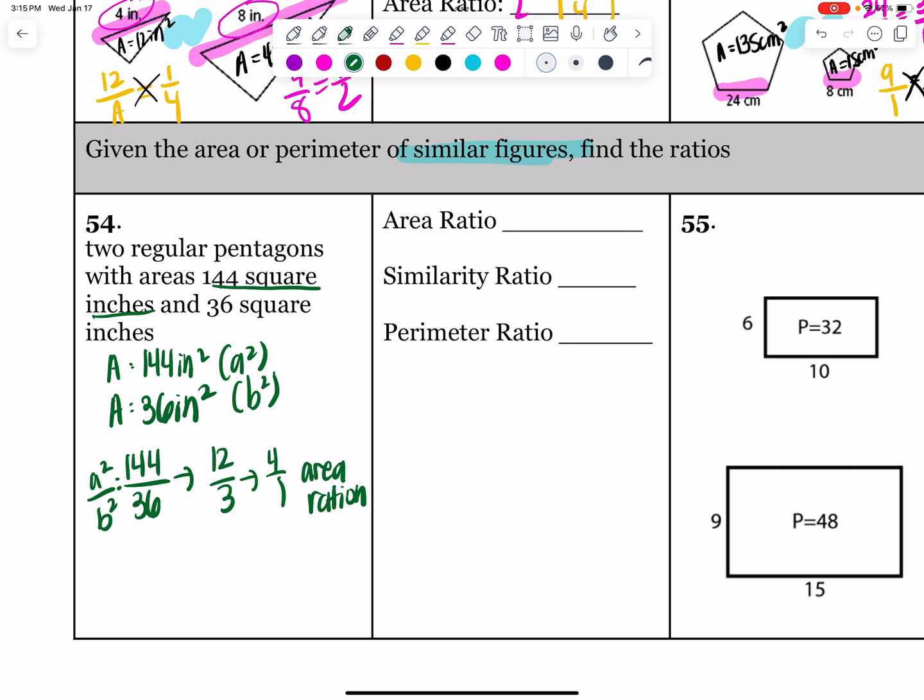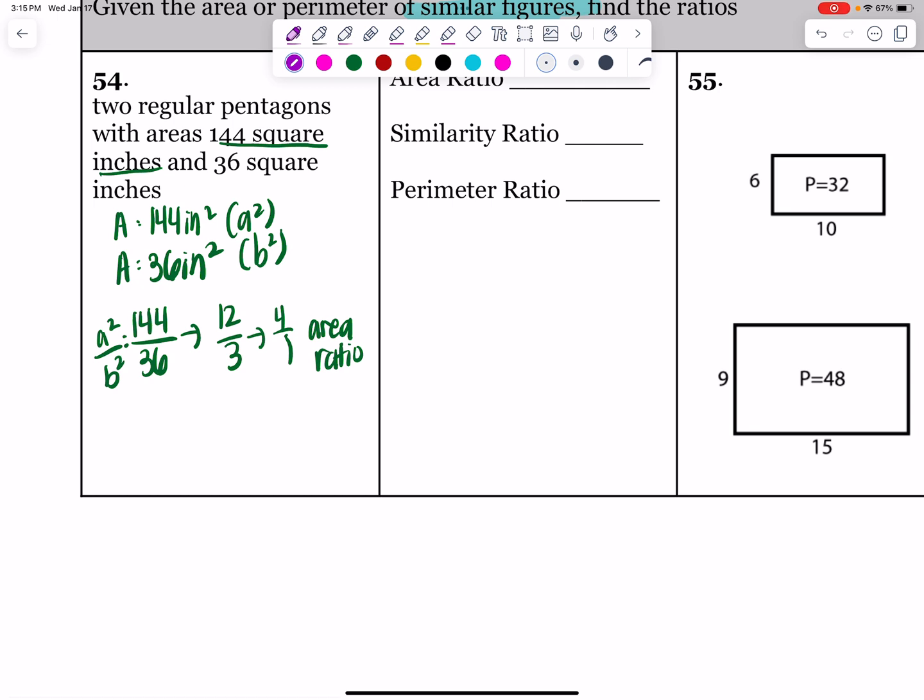It says given the area or perimeter of similar figures, actually go back and find the ratios. So if that is my area ratio, not ration, y'all, I'm sorry, ratio, how do I find my similarity ratio and how do I find my perimeter ratio? You just go backwards. If you're going from A over B to area, you square it. The inverse of squaring something is taking the square root. So if A squared over B squared is equal to 4 over 1, what we're going to do to get just A and B is we're going to take the square root of both of those. So we're going to take the square root of 4 over the square root of 1. Okay? Square root of 4 is 2, square root of 1 is 1.